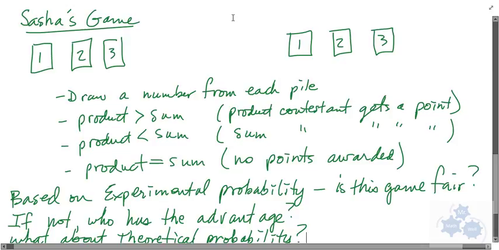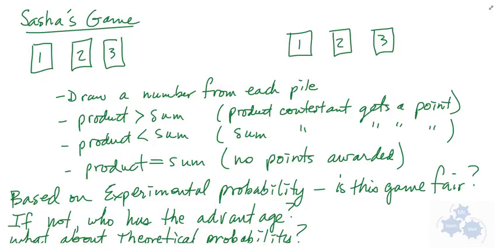So Sasha's game that you all just played consisted of 2 piles of cards, and we had little slips of paper with the numbers 1 to 3 written on them. Each player randomly picks a number from their pile, and you show each other the numbers, and if the product of the 2 numbers is greater than the sum, then whichever person is the product person, and you decide this ahead of time, gets a point. If the product is less than the sum, the sum person gets the point, and if the product and the sum are the same, then no points are awarded.